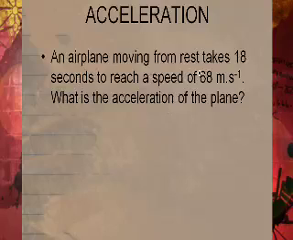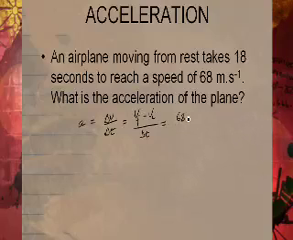And quickly, an airplane moving from rest takes 18 seconds to reach a speed of 68 meters per second. What is the acceleration of the plane? Now, acceleration is change in v over change in t, which will be equal to v final minus v initial divided by change in t. That should be equal to the final, it's 68 meters per second, minus, it takes off from rest, okay? If it is taking off from rest, it means the initial velocity was 0, divided by what is the time that it took to accelerate up to that level? 18 seconds.